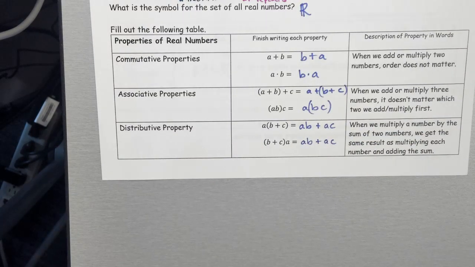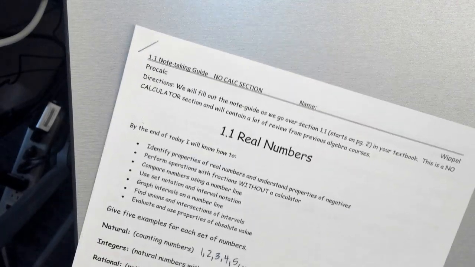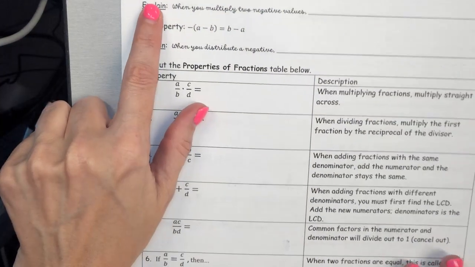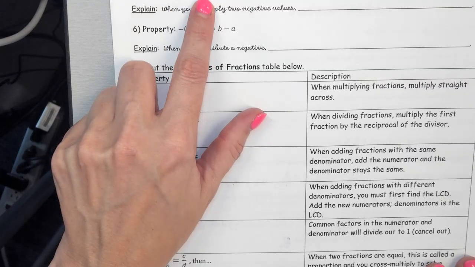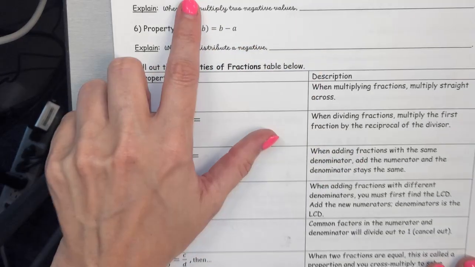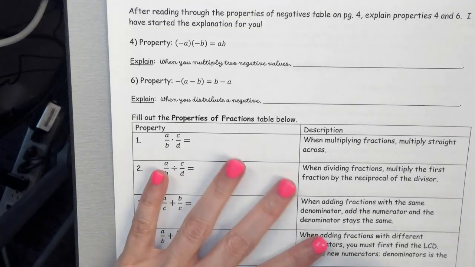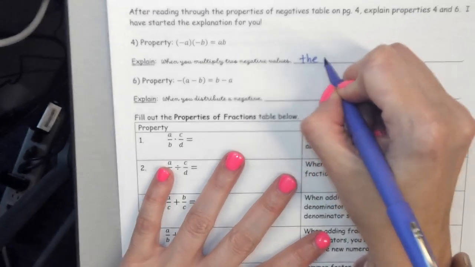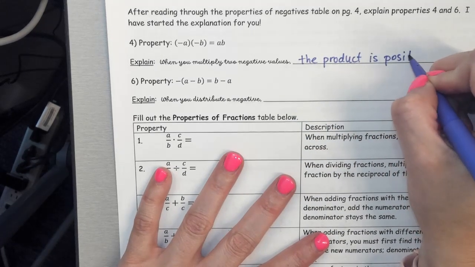Okay, but if you have BA and CA, same thing. All right, now at the top of this page, it says that we're going to read through that table, and instead of doing that, I just put it right here on the sheet for you. So this property where you're multiplying negative A times negative B is equal to AB. That means when you multiply two negative values, what do we know about the result here? When you multiply two negatives, the product is what? Positive. So the product is positive. Stuff you already know.